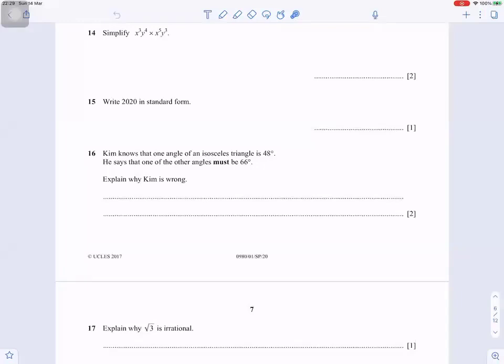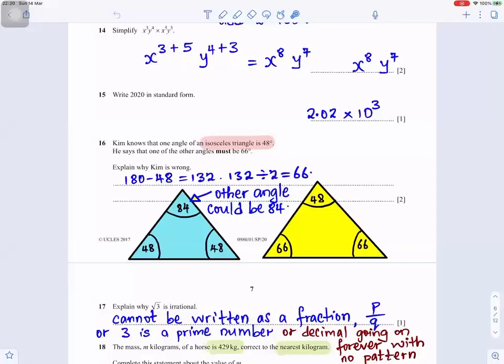Question number 14, 15, 16, and 17. Question number 14. Simplify x cubed y to the power 4 times x to the power 5 y to the power 3. We add the powers together because x and x are the same base, so you add the powers. 3 plus 5 is 8, and for y you add 4 plus 3, which is 7. So it's x to the 8, y to the power 7.